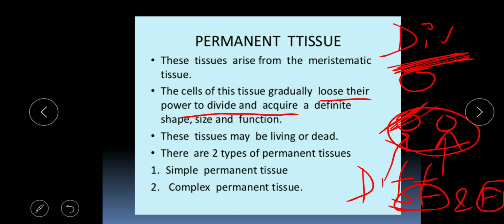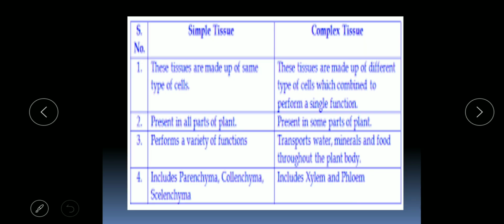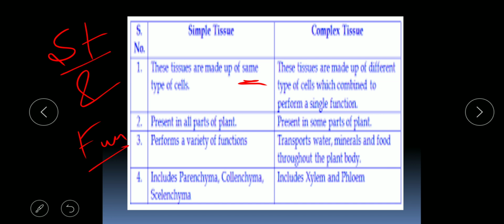There are two types of permanent tissue, that is simple permanent tissue and complex permanent tissue. Simple permanent tissue is composed of the same type of cells. Here, same stands for structure and function. So the permanent tissue made up of structurally and functionally same type of cells is known as simple permanent tissue, whereas the permanent tissue made up of structurally and functionally different types of cells is known as complex permanent tissue.